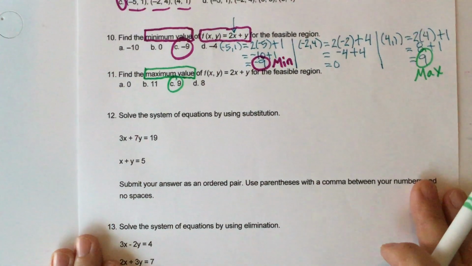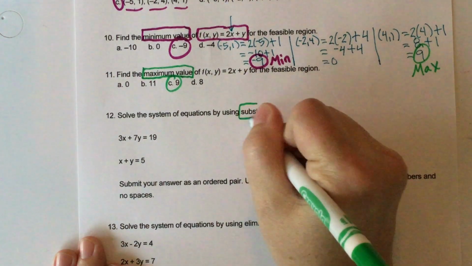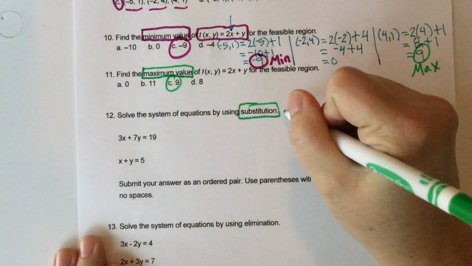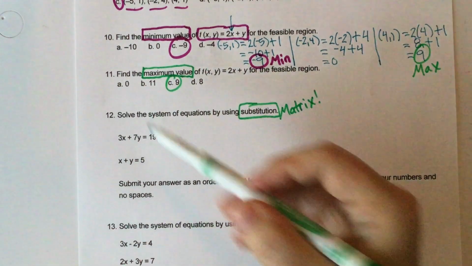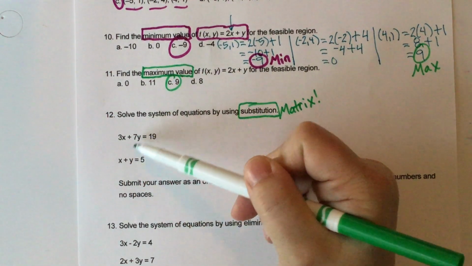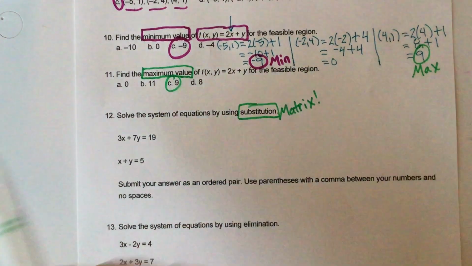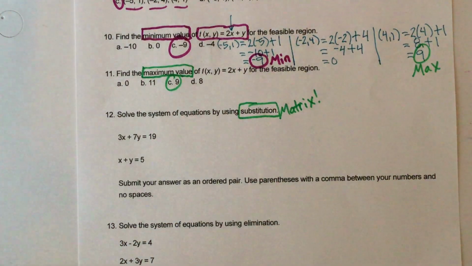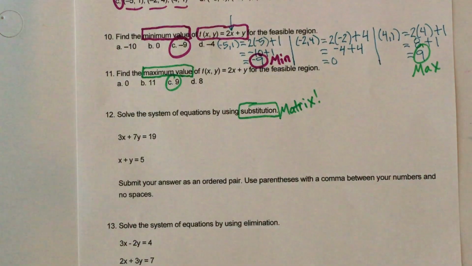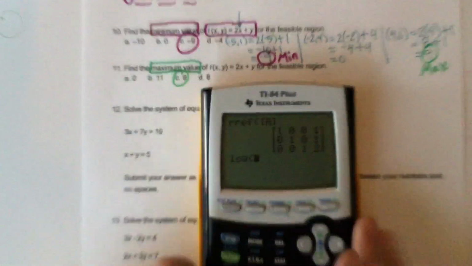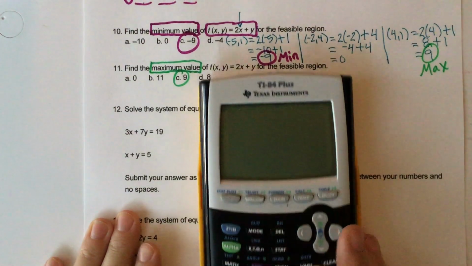Okay, number 12. This is telling me to solve with substitution, but I am going to solve with the matrix instead. And it's ready. X's are on top of X's, Y's are on top of Y's, and constants on top of constants. Okay. So my calculator flew away from me, but I got it. All right, here I go.